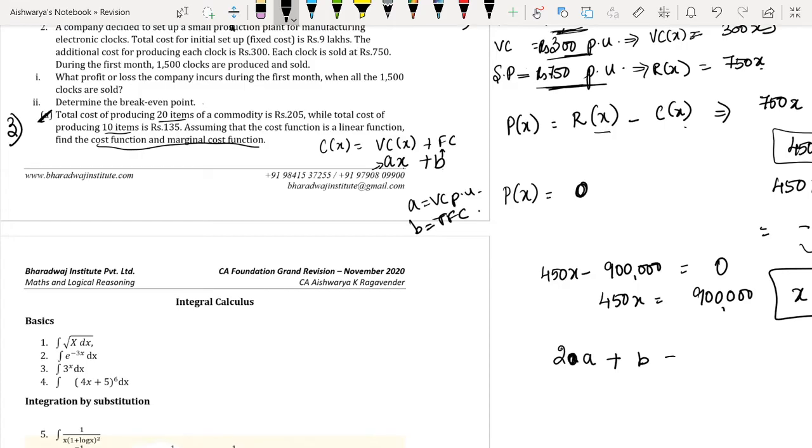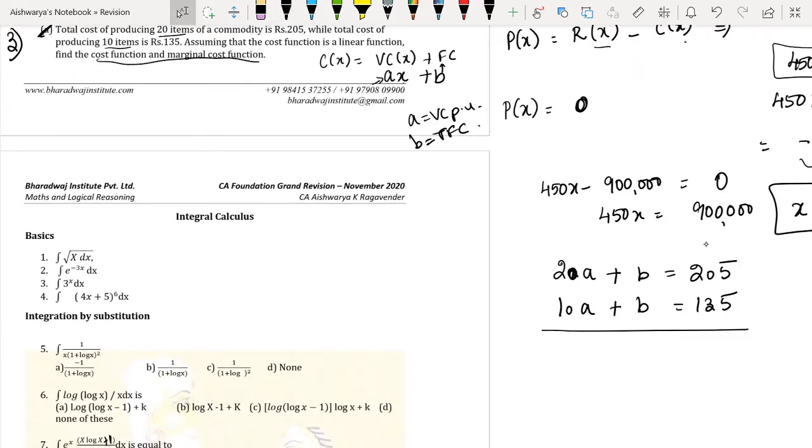10A plus B is equal to 135. Now solve the two linear equations simultaneously. Cancel this. 10A is equal to 70. So the A value is equal to rupees 7. Okay, 7 per unit. This is the variable cost.